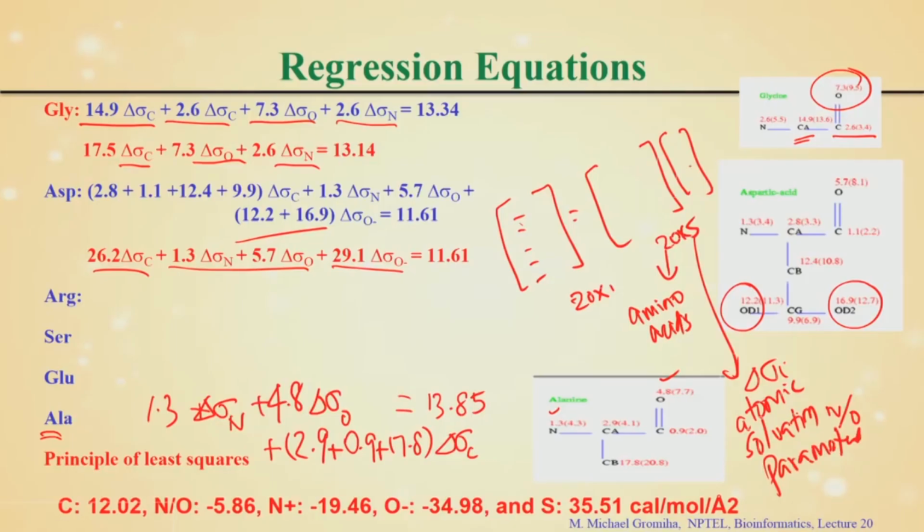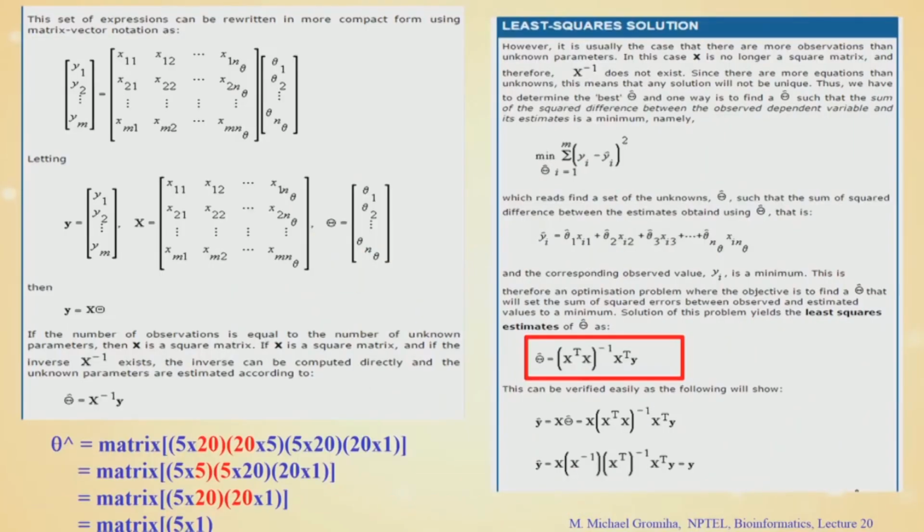Okay, what is the dimension of this matrix? 5 into 1, right, because this is for the 5 delta sigma I plus 1. In this case, if you have 5 equations and 5 variables, then easily you can solve it using the principle of least squares. This is the equation, this is the hydrophobicity, and these are 5 different types of atomic solvation parameters, this is the matrix which has these values.